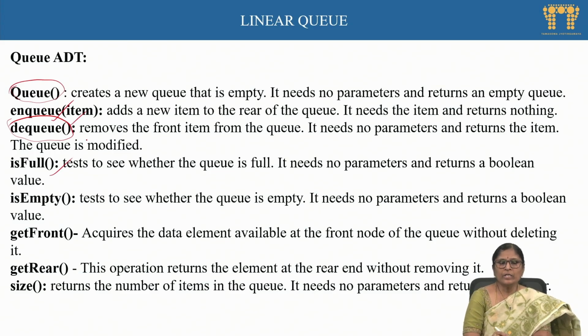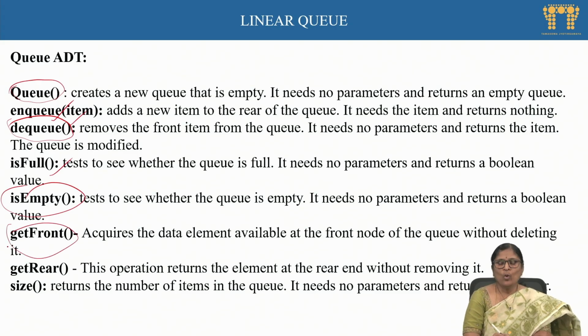isFull is going to test whether the queue is full, meaning the size of the queue is equivalent to the number of elements and no further elements can be added to it. Now isEmpty: you're going to check whether the queue is empty. Whenever a queue is empty, you cannot perform a dequeue operation over that. So make a habit of checking isEmpty whenever you want to delete an element from a queue.